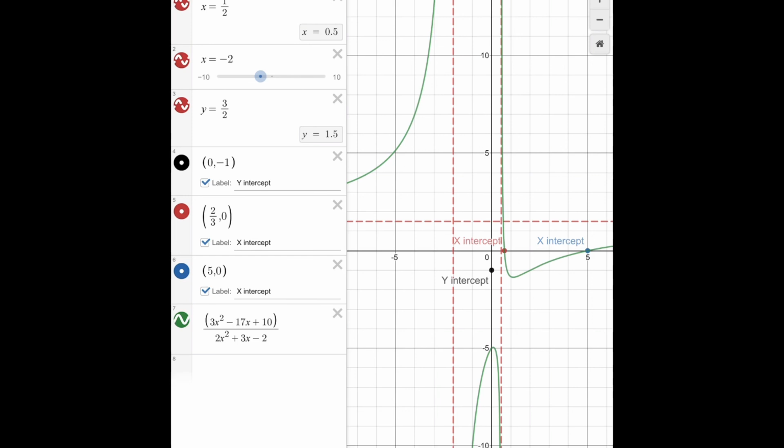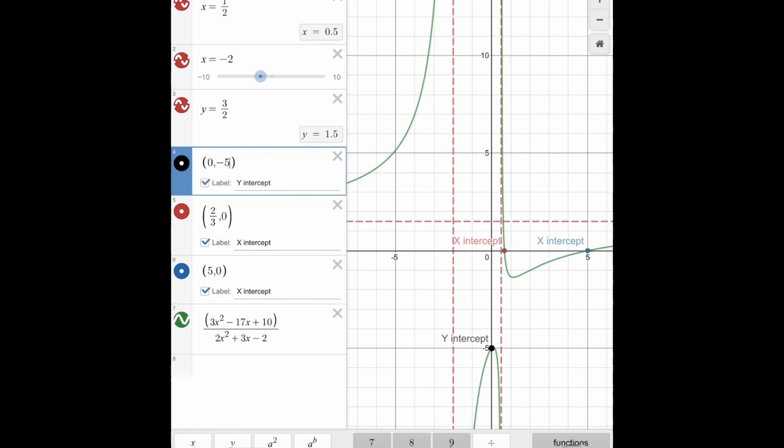Oh, I labeled our y-intercept wrong. Guys, look what I did. Our y-intercept, I labeled it as (0, -1), but it's actually (0, -5). I must have made an error in my math finding that y-intercept. Oh, well.